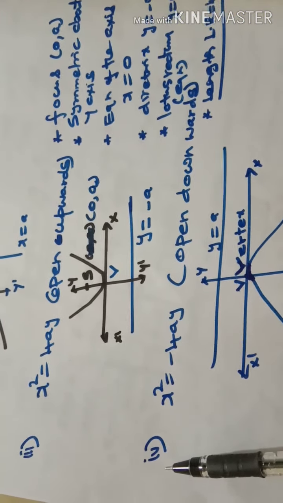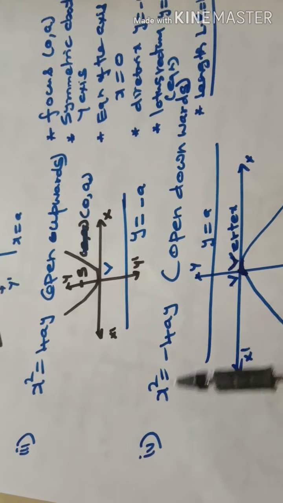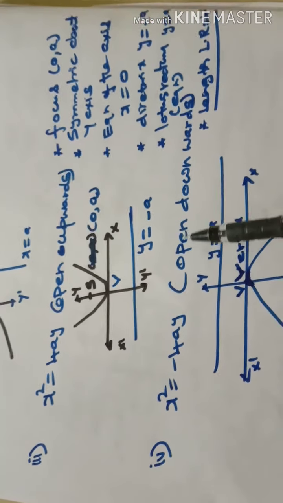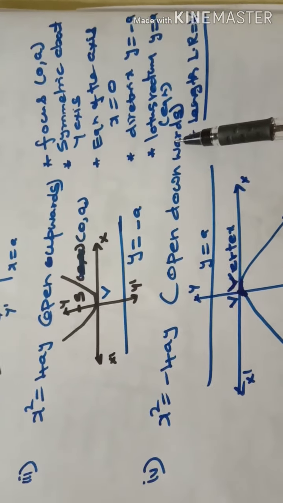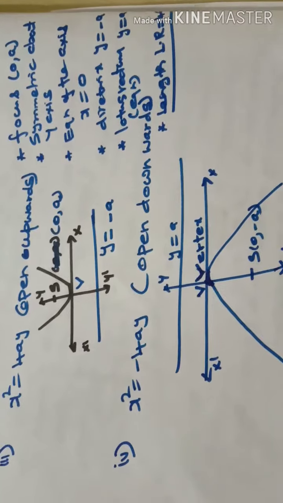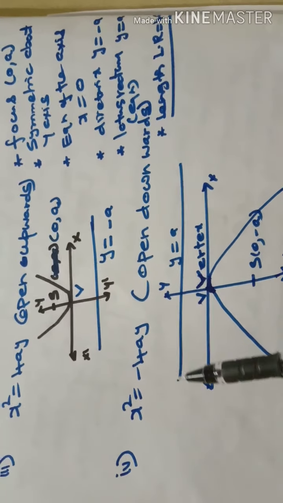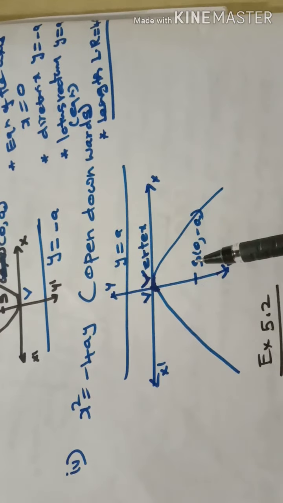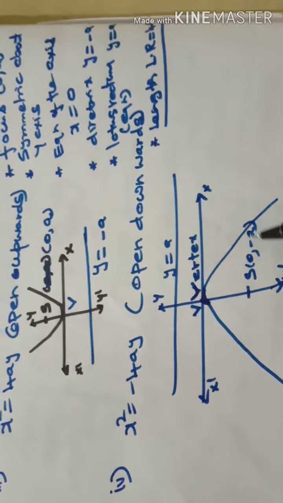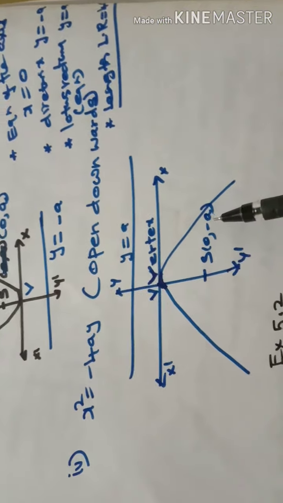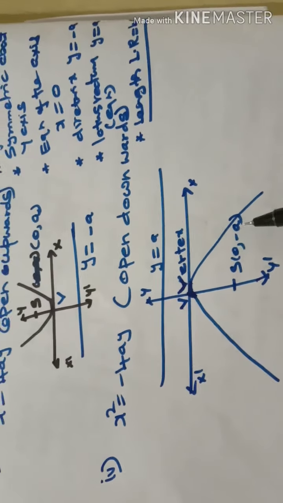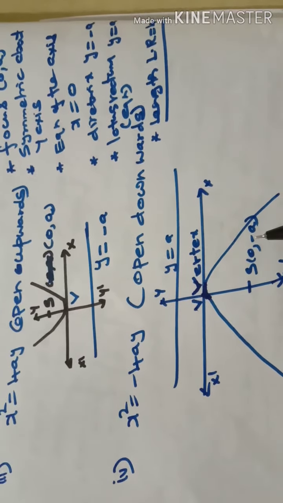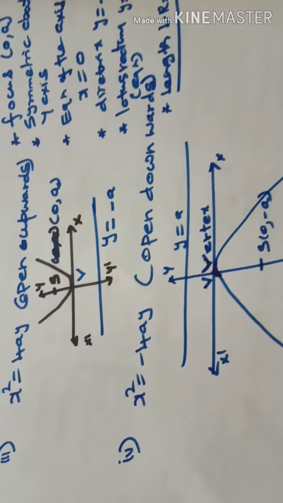Now the fourth form is x square equal to minus 4ay, that is open downwards. So here it is open downwards. y is equal to a is the directrix, and S of 0 comma minus a is the focus. So we have seen all the 4 types of the parabola.